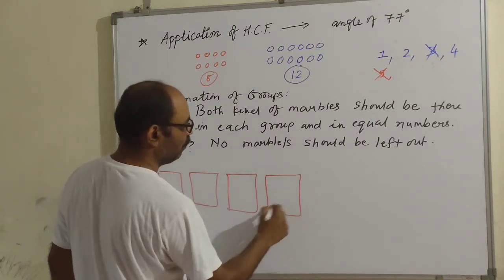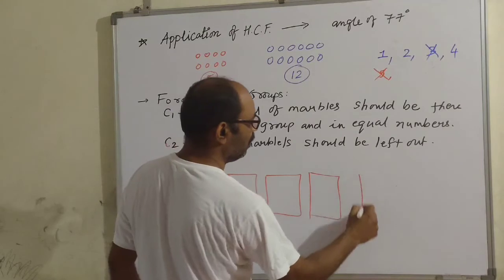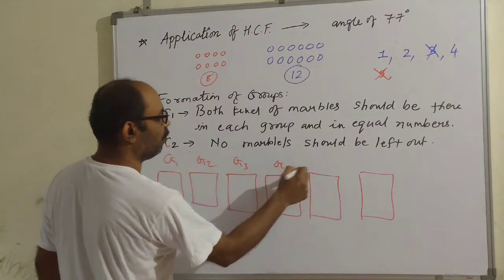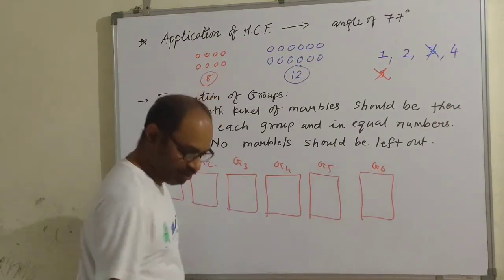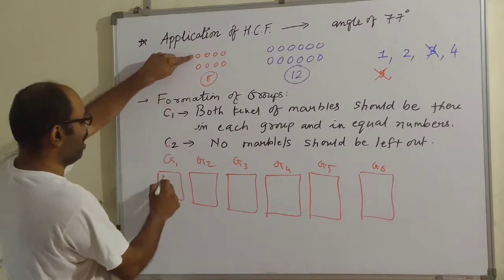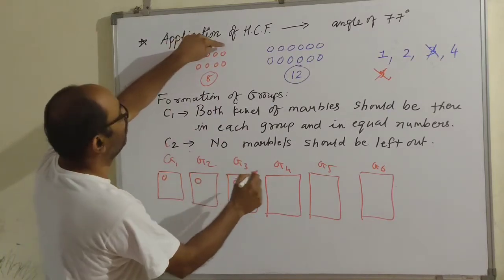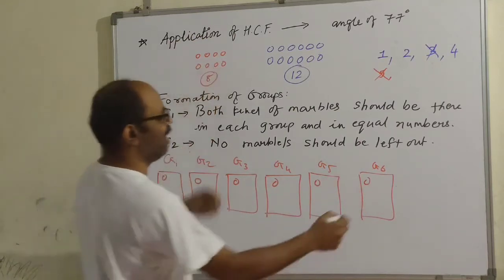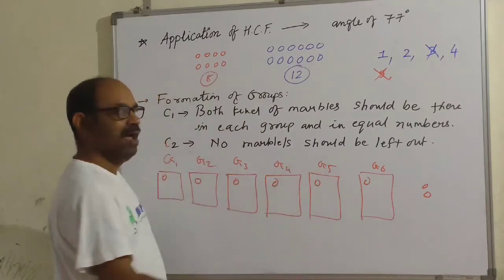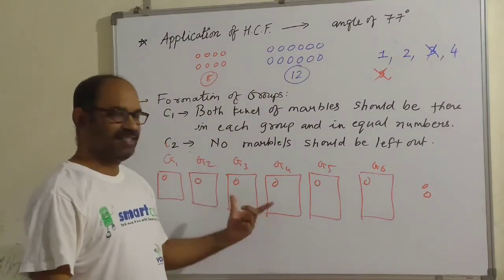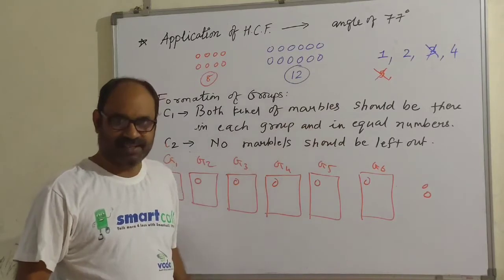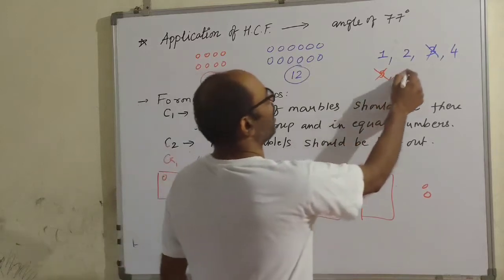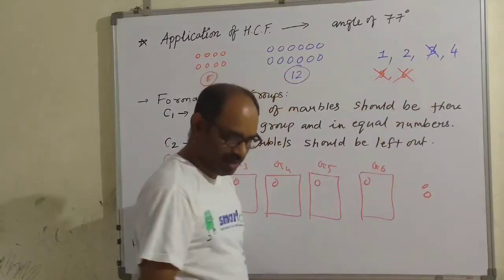Third, fourth, fifth, and sixth. Group 1, Group 2, Group 3, Group 4, Group 5, Group 6. Children, first marble, second marble, third marble, fourth marble, fifth marble, and sixth marble. 2 marbles are left, and 2 marbles cannot be allotted in the 6 groups. 2 marbles cannot be distributed among 6 groups, right? So again the condition is not satisfied. So if you try to form 6 groups, you can't.